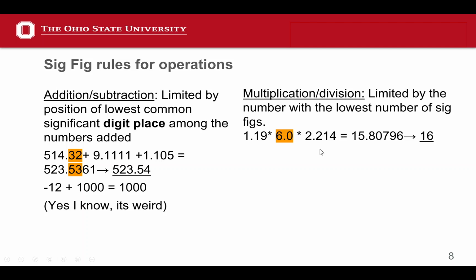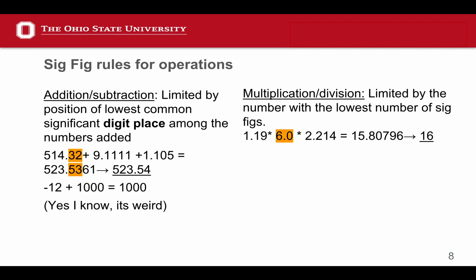So these are the rules that define how many of those Sig Figs you can show based on the type of operation you're doing. For addition and subtraction, the limiting factor is the lowest common significant digit place between all the numbers being added. For instance, for the addition problems shown here on the left, the last significant digit place shared by the 3 values being added is the 100th place. So after you've added all these numbers together, you're going to round off to the 100th place.